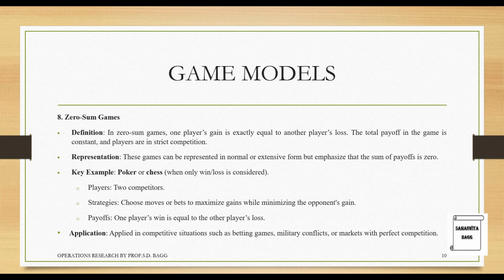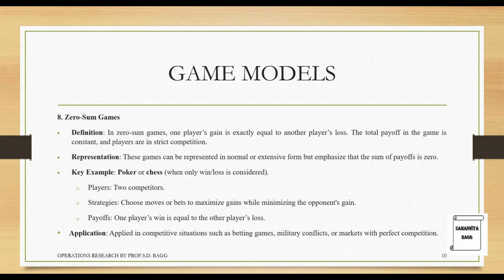The next one is zero-sum games. Definition: in zero-sum games, one player's gain is exactly equal to another player's loss. The total payoff in the game is constant and players are in strict competition. Representation: these games can be represented in normal or extensive form, but emphasize that the sum of payoffs is zero. For example, poker or chess, when only win or loss is considered.